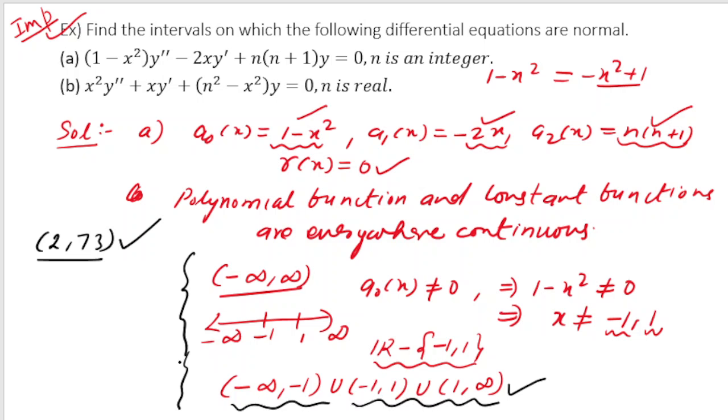But if I take any interval which contains minus 1 or 1, suppose for example I take an interval like 0 to 23, then 1 is contained here. So in this interval, the differential equation will not be normal. So the differential equation will be normal in those intervals which do not contain the points minus 1 and 1. I hope up to this it is clear. So let me solve the next problem also.